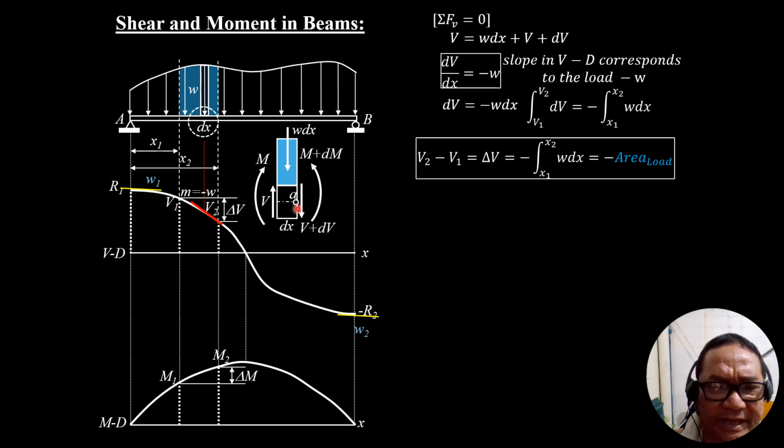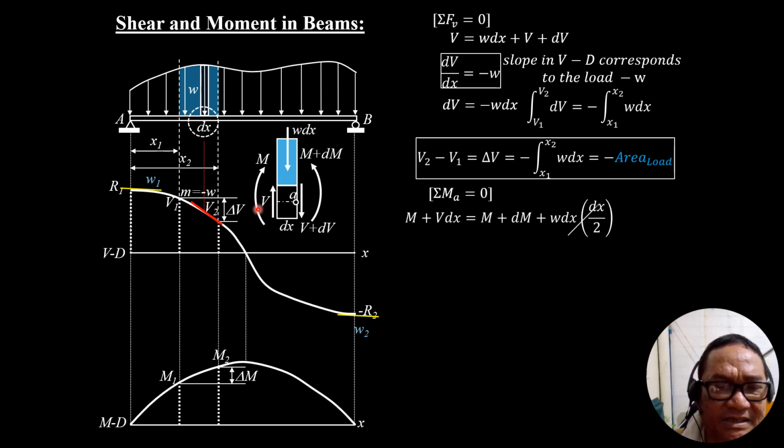Summation of moments about A equals 0, clockwise positive. Our equation would be shear times dx plus m equals m plus dm. Shear plus dv has no moment about A, it crosses. So again, v times dx plus m equals m plus dm plus the moment of w dx, which is w dx times dx over 2.